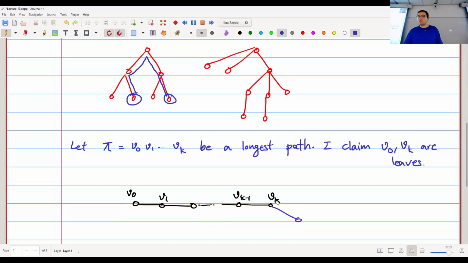So it will have to go to a vertex outside of the path, and now this is again giving me a longer path. So it's exactly the same argument on both sides. So whenever I have one of my longest paths, both of the endpoints, both V0 and Vk, have to be leaves. Okay? So great, I have two leaves. I have V0 and Vk.